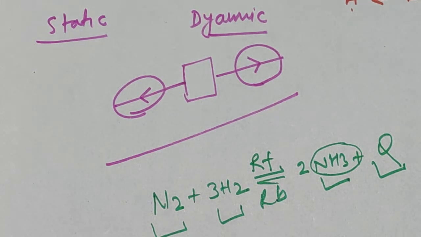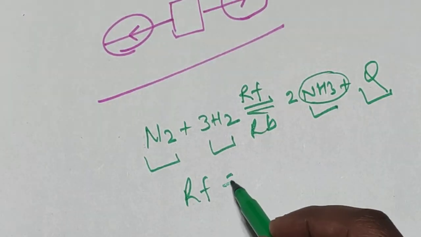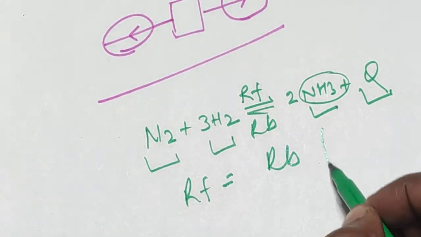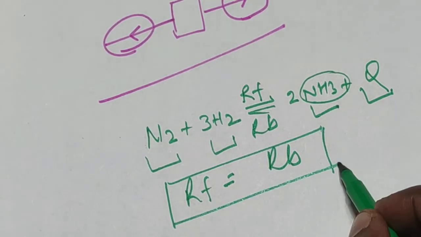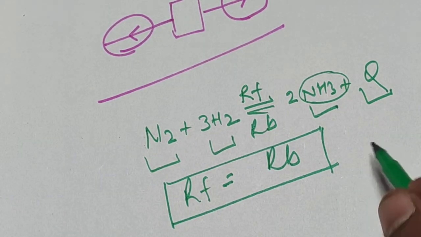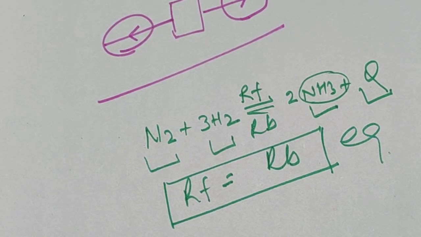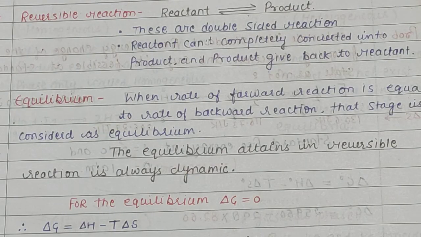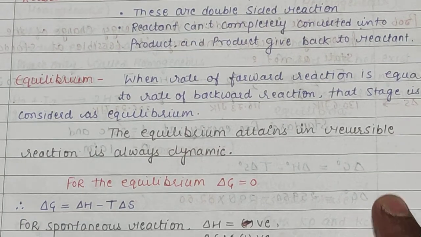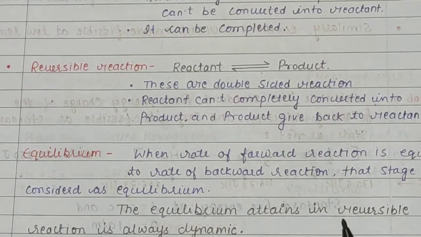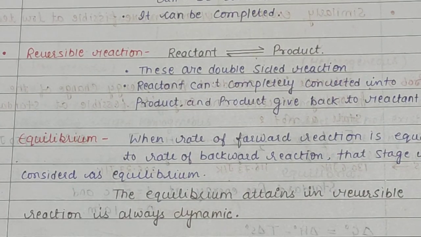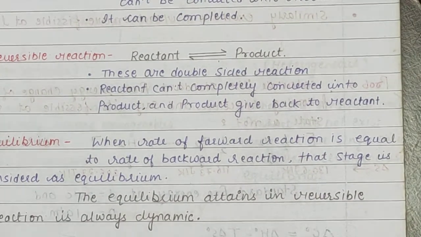So when the rate of forward reaction equals the rate of backward reaction, this condition is known as equilibrium. So you can write this from here also. There are some thermodynamical aspects also, but initially we are not required for that. So only note this down.